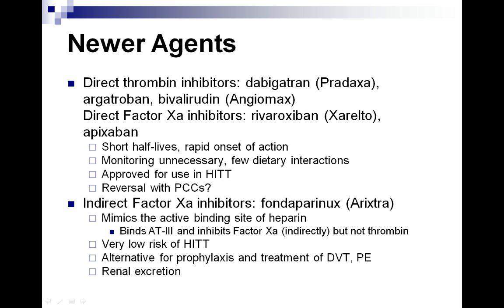There are also indirect factor 10A inhibitors, the most common one being fondaparinux, which is Arixtra. These drugs mimic the binding site of heparin, and so they bind up to antithrombin 3, and they inhibit factor 10A, but not thrombin. So these drugs have a very low risk of HIT. They're a good alternative for the prophylaxis and the treatment of DVTs and PEs, and again, they are renally excreted.